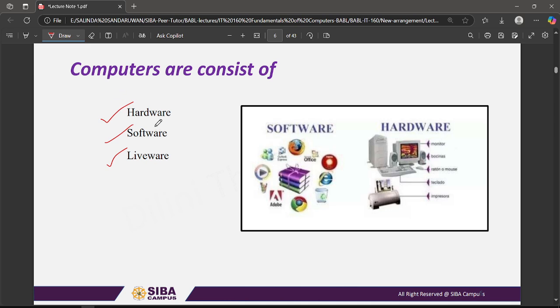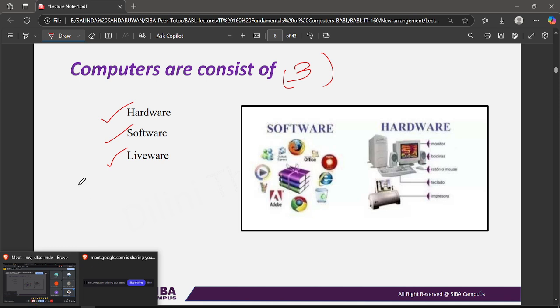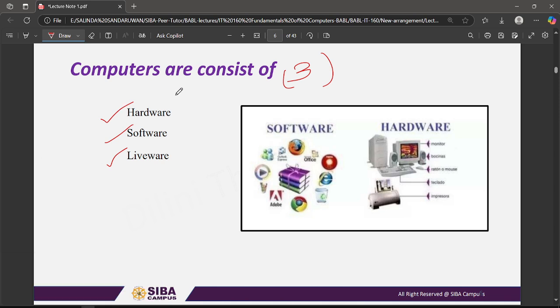Yes, we have firmware, we'll discuss that. Basically we are using these three things. The hardware is the tangible parts, all the physical, touchable parts in the computer. Software will be like this.